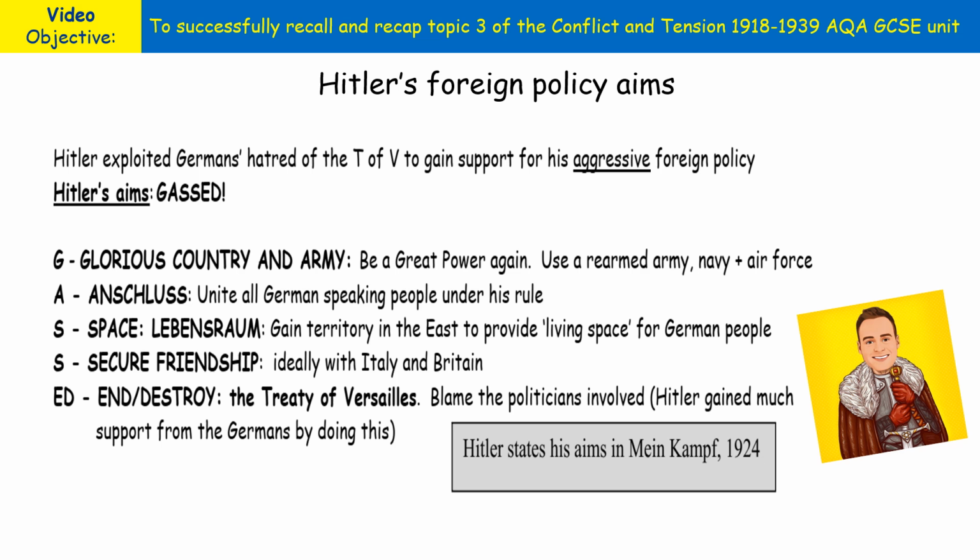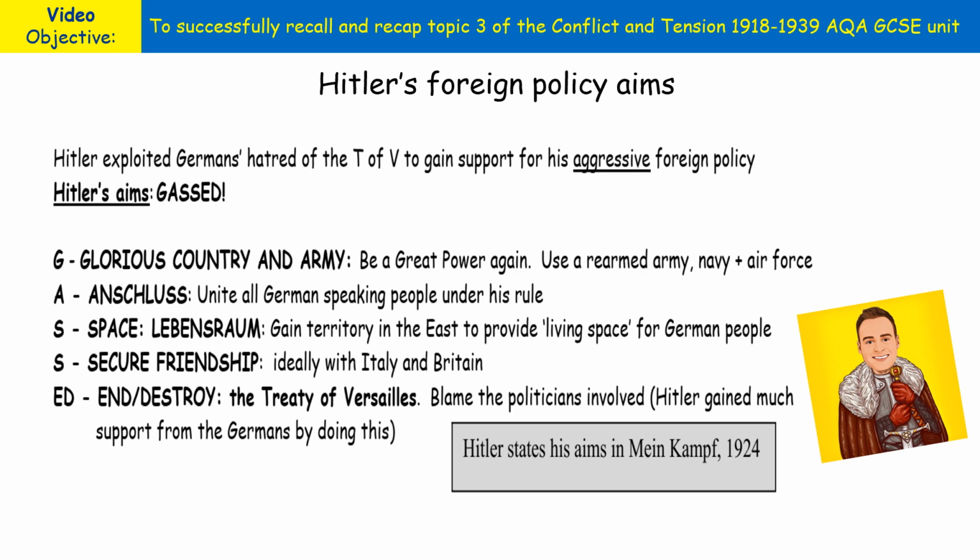The second S stands for securing friendship or an alliance, or at the very minimum a non-aggression pact with either Italy or Britain, because despite the fact that Hitler had many countries in his mind that he wanted to take over, he had some limited respect, not much respect, but some limited respect towards Italy and Britain.